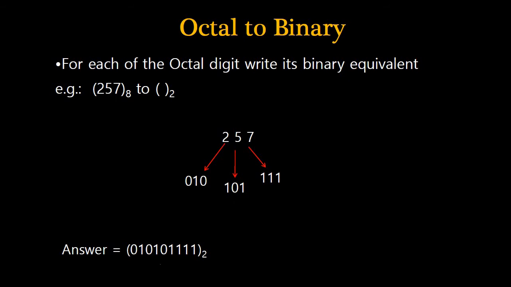Next is octal to binary. For each octal digit we will write its binary equivalent using the table as shown in the previous slides. For now we are taking an example: 257 of base 8 we have to convert into base 2. The binary equivalent of 7 is 111, the binary equivalent of 5 is 101 and the binary equivalent of 2 is 010. So 257 of base 8 is equivalent to 010 101 111 of base 2.